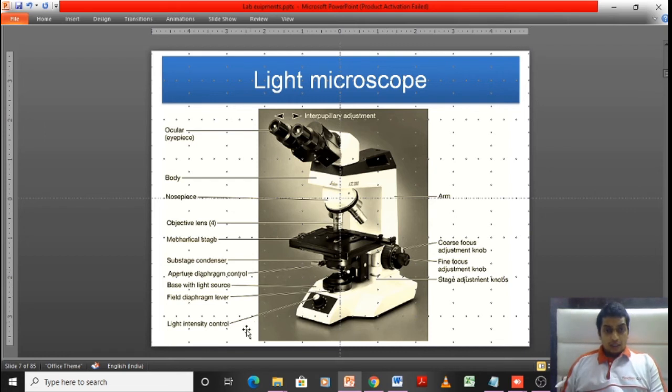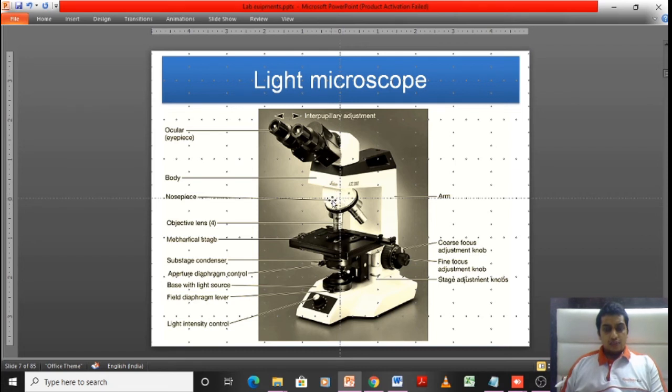Let's start from the upper side. On the upper side you can see these two lenses, which are known as the eyepiece or ocular lenses. Then they are joined here to what is usually known as the draw tube, to the main body of the microscope. Then here you can see this is an arm. The arm is used to hold the microscope and to carry the microscope, and there is a revolving nose piece.